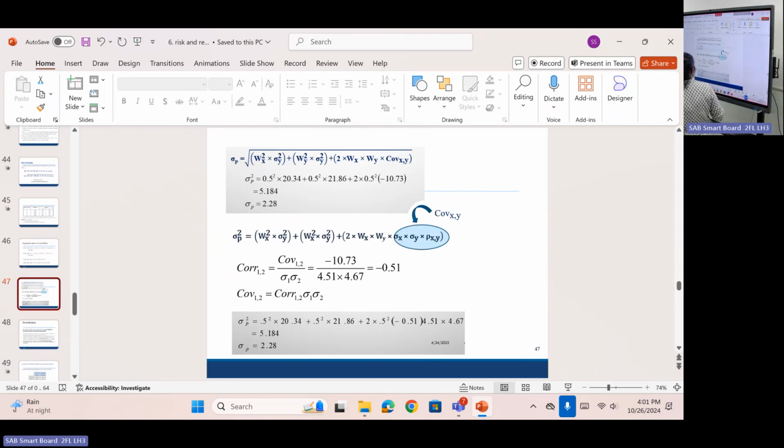About 2.28. 2.28 portfolio standard deviation. Answer should be 2.28. 2.30, not 2.28. That is correct.